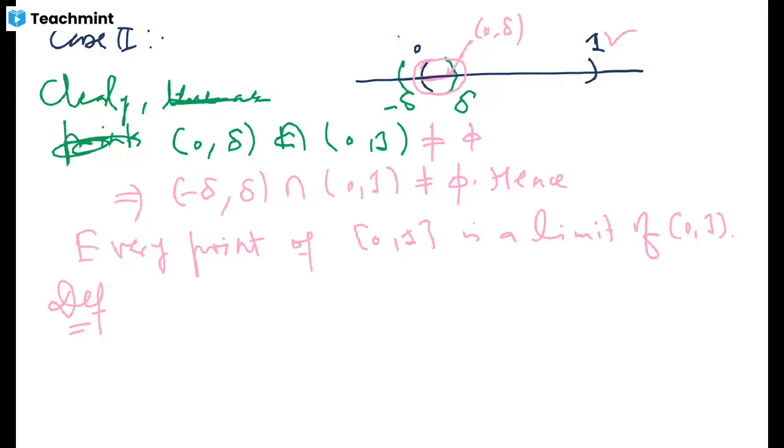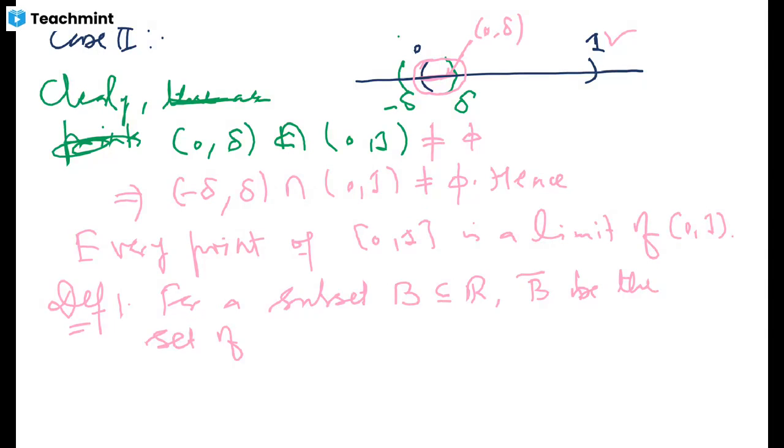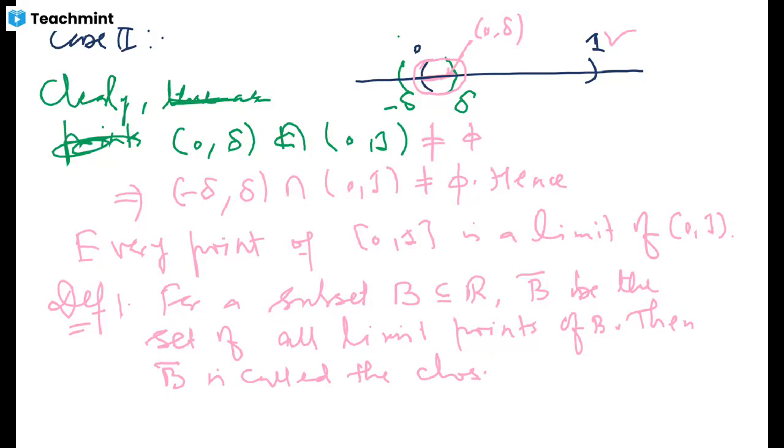The name has a definition. For a subset B of R, let B bar be the set of all limit points of B. Then this set of limit points of B is called the closure. This is called the closure of set B.